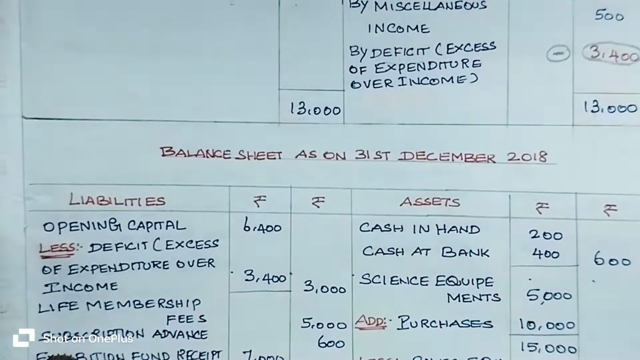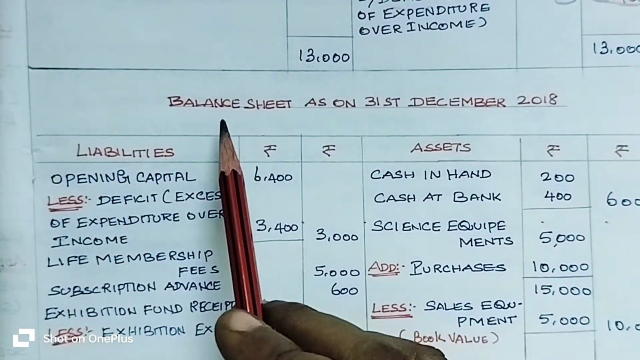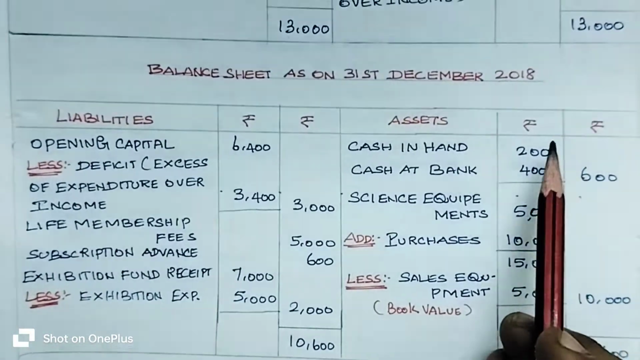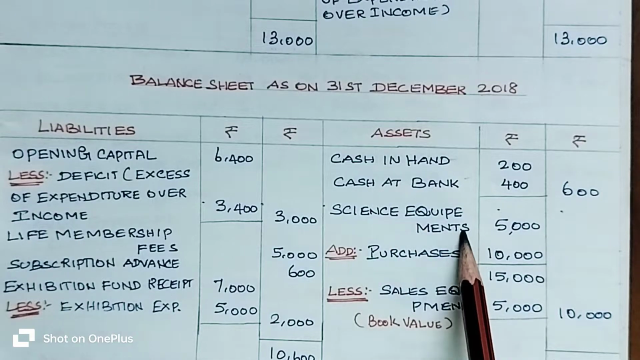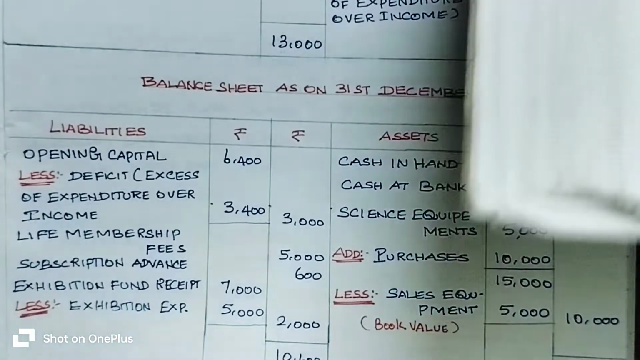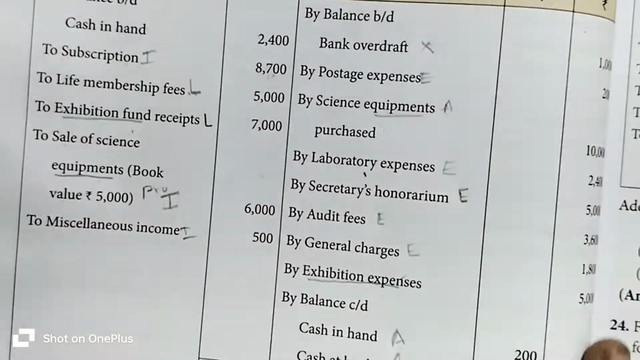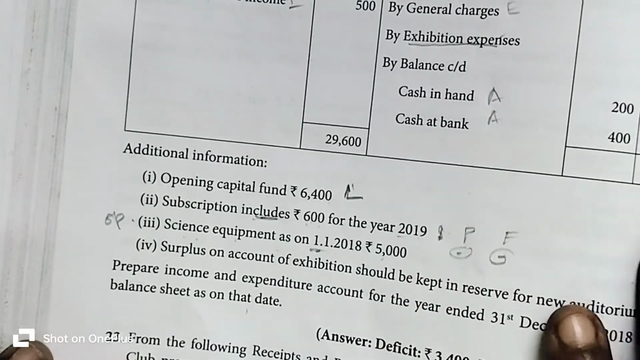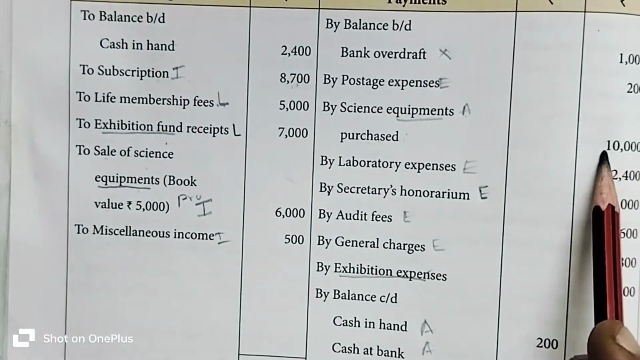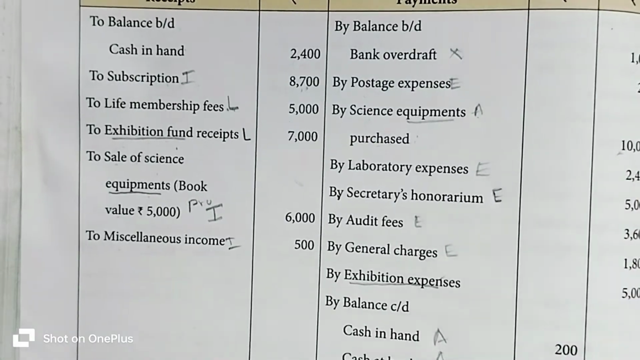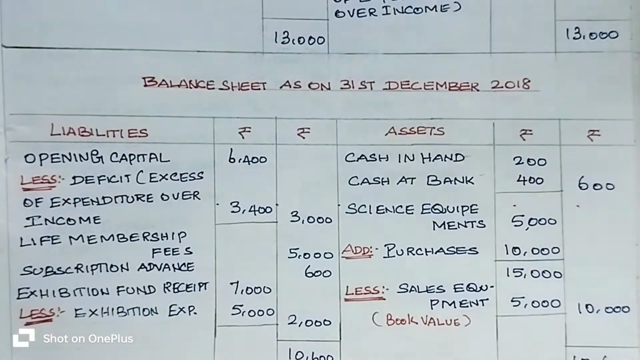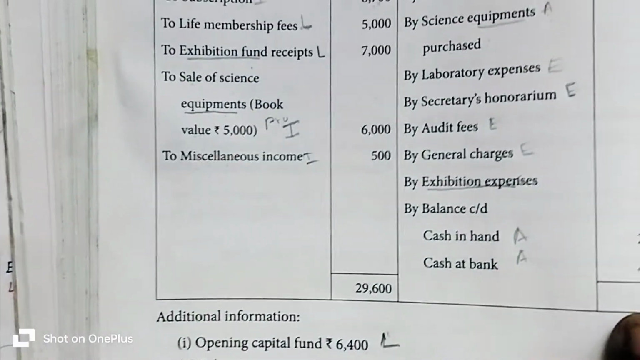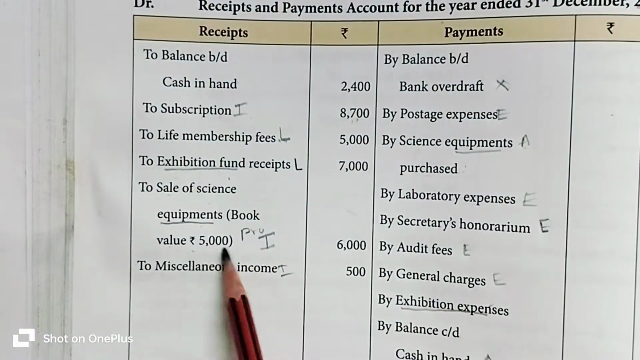Okay, now we are going to prepare the balance sheet. The heading is balance sheet as on 31st December 2018. The format is written here. On the asset side: cash in hand, cash at bank, science equipment. Listen, we have the opening balance of the science equipment, 5,000 rupees. We have to add the additional science equipment, 10,000 rupees, to the opening balance. After adding, you will get 15,000. Then you sold science equipment, so you have to subtract that book value.